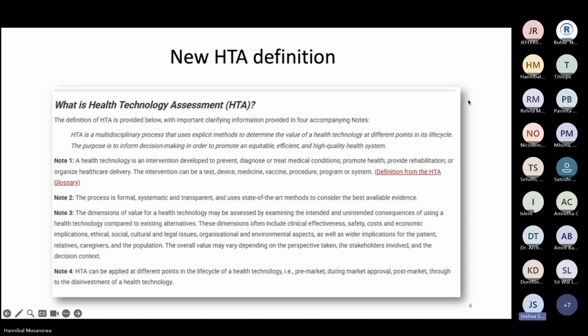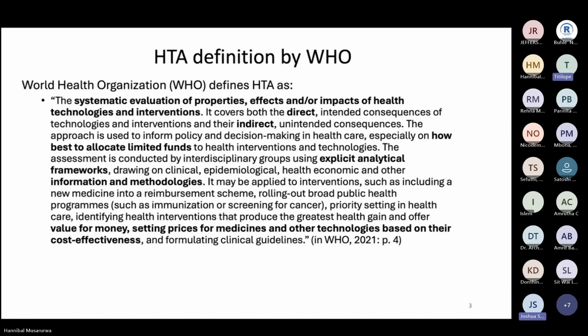The original definition by the World Health Organization is a systematic evaluation of the properties, effects, and health impacts of health technologies and interventions. This covered the direct and intended consequences of a technology, as well as the indirect unintended consequences. The indirect things are stuff like social benefits, so people being able to return to work. The direct consequences are what we can directly know about. So what is the treatment effect? How much does it cost? What does it displace in the health system, etc.